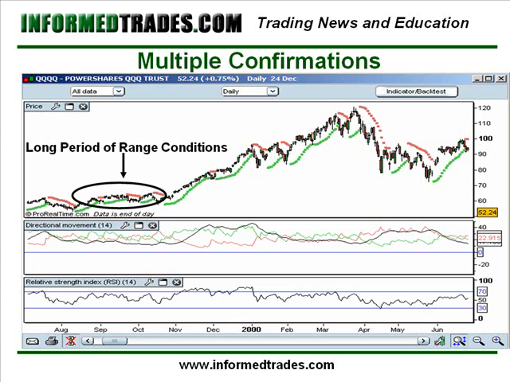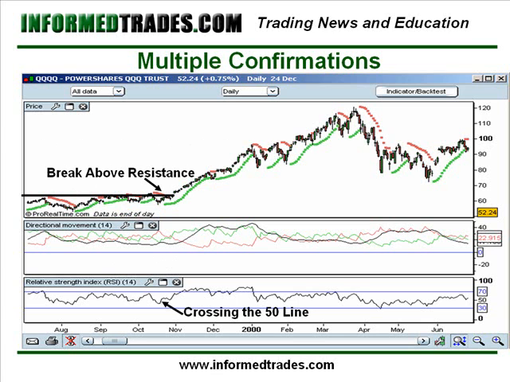We've got a long period of range conditions, which we learned about with the ADX. When the ADX moves above 20 after a long period of ranging conditions, this is a good signal that the range may be coming to an end and a new trend may be forming. In addition to that, we have the crossing of the 50 line on the RSI, which is another indication that bullish momentum is building. And in addition to that, we have a break above resistance, all occurring at the same time here. So we have a triple confirmation that this may be a good trade to get long on.